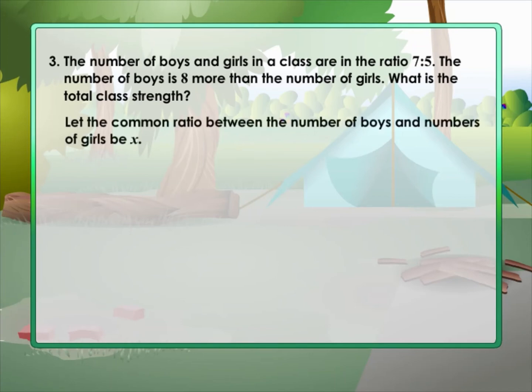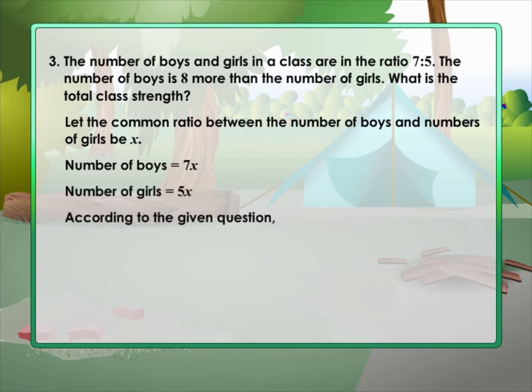Let the common ratio between the number of boys and the number of girls be x. Number of boys is equal to 7x, and the number of girls is equal to 5x. According to the given question, number of boys is equal to number of girls plus 8. Therefore, 7x is equal to 5x plus 8.